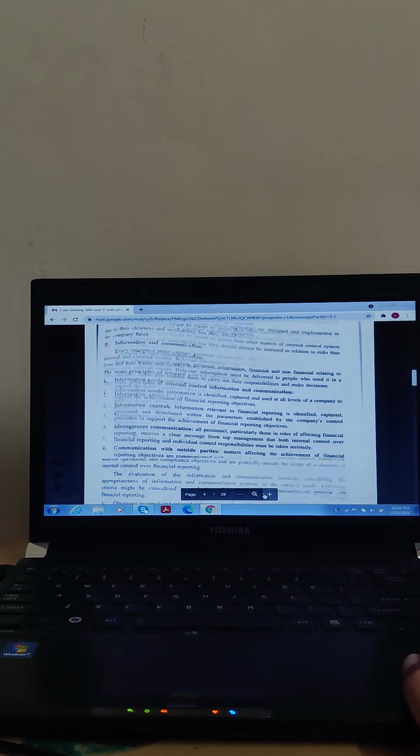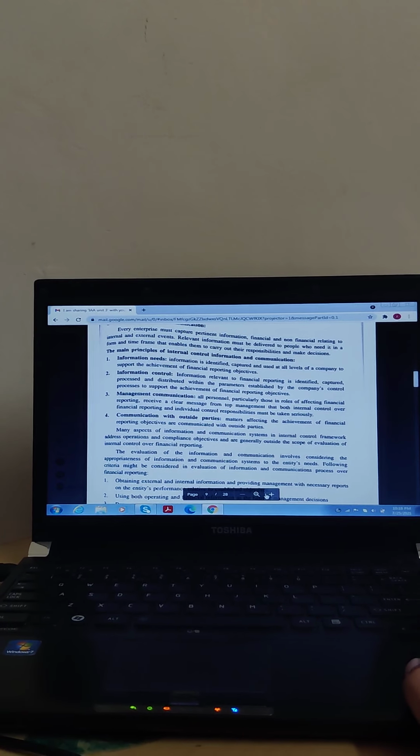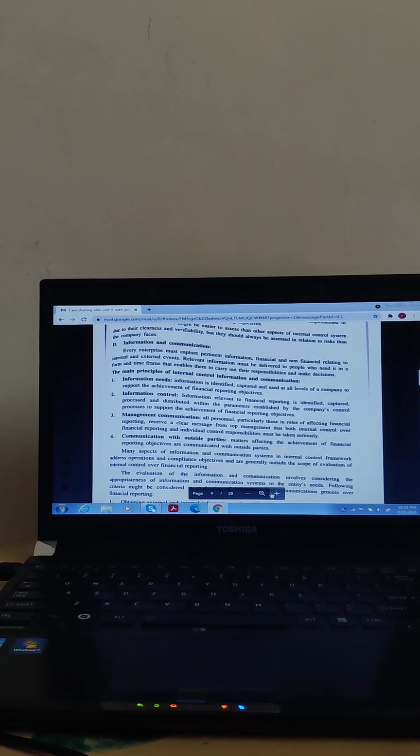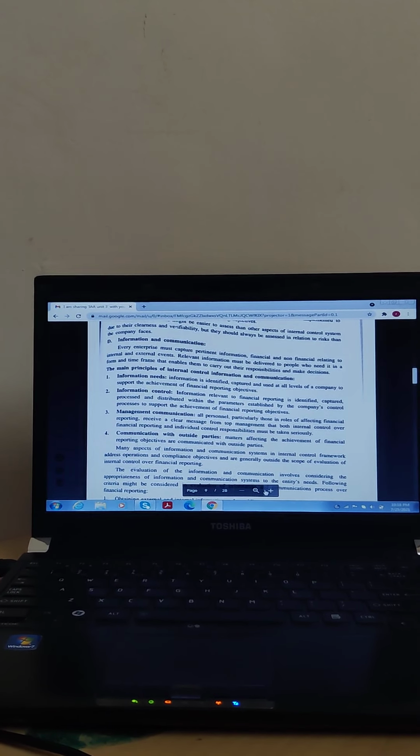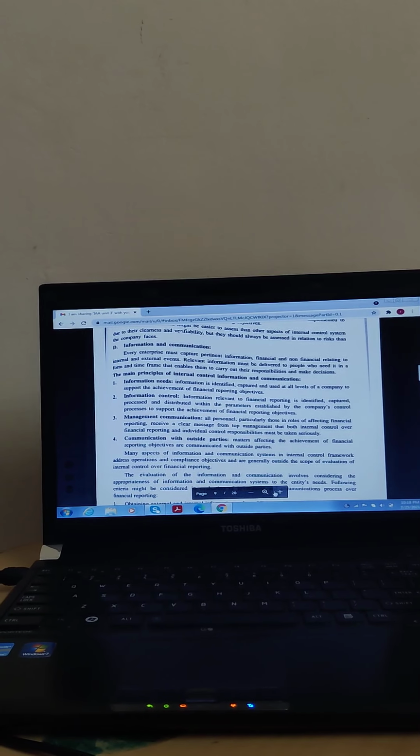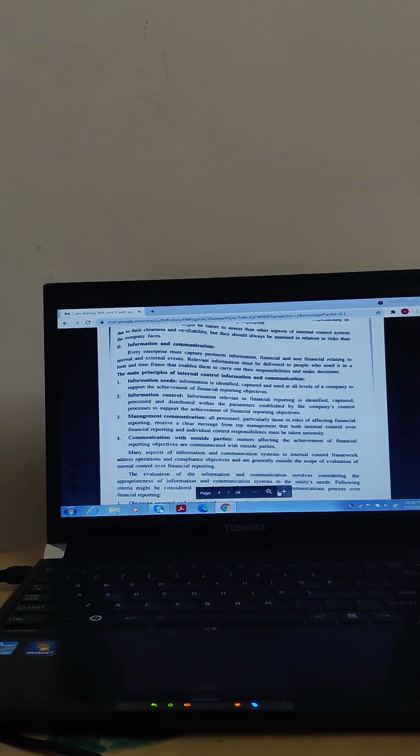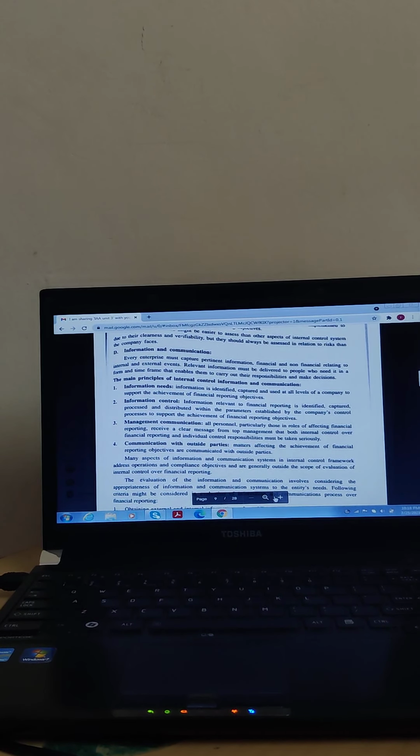Next is information and communication. This is about what kind of information you need to collect, whether financial or non-financial, and you need to make sure that you're collecting only relevant information, whatever is required. Under this you also have your main principles. The first is information needs, where you need to see whether the particular company requires information or not, and how you need to achieve this information.